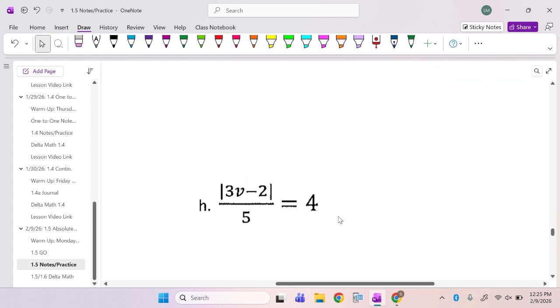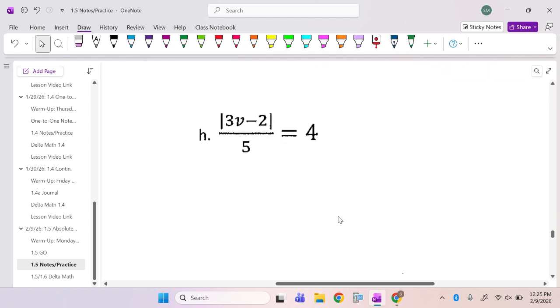Try on your own, so set up and everything, letter H. Replace the V with an X. All right, so replace that V with an X when you're putting it in Desmos. So if they ever use a different variable, whenever you bring it in Desmos, just go ahead and replace it with an X. Take a minute, do that one on your own.